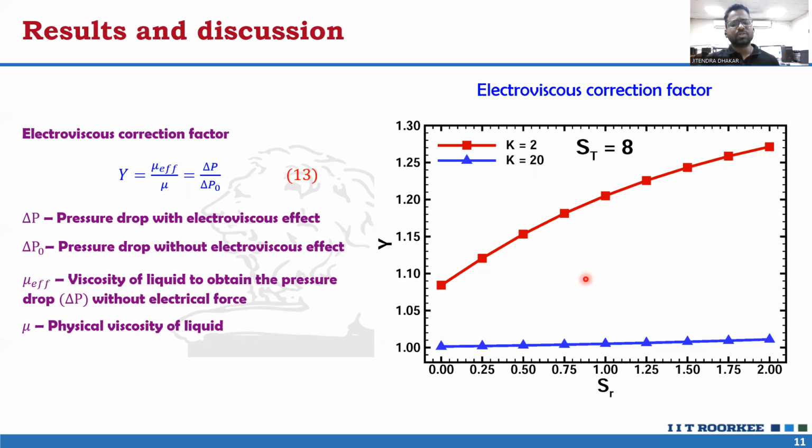Electroviscous correction factor shows proportional dependency with SR and inversely proportional dependency with K. Because pressure drop increases with increasing SR and decreases with increasing K, as we discussed in the earlier slide. Okay. So when electroviscous factor is 1, there are no electroviscous effects, and the electroviscous effect comes into picture when electroviscous correction factor is greater than 1.